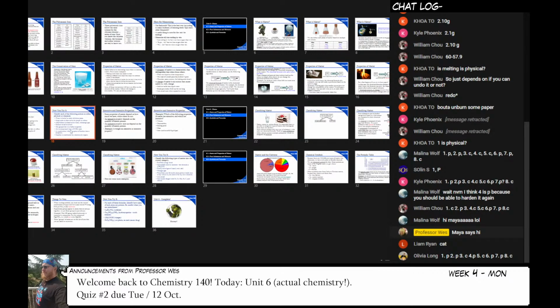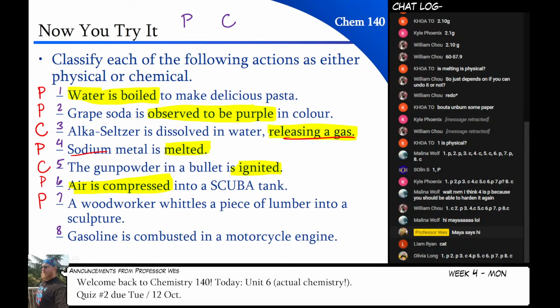I clicked on the wrong thing. Sorry. I want this one. That's what I want. So I would highlight this as the thing that tells me, oh, it's physical.